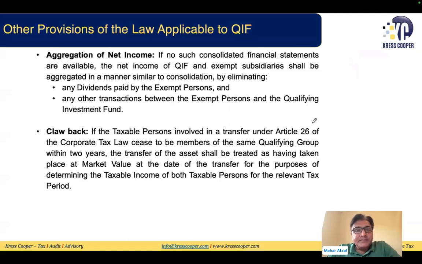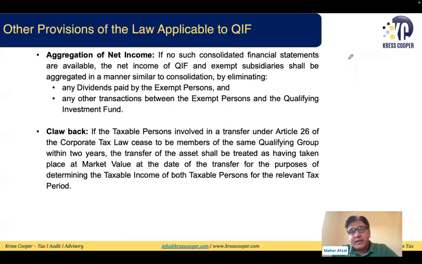Aggregation of net income. If separate and consolidated financial statements are available, the net income of the qualifying investment fund from exempt subsidiaries shall be aggregated in a manner similar to consolidation. If it has not been consolidated, then we need to consolidate by considering that intra-fund transactions should be eliminated, and dividends received from the exempt person should be eliminated as well.